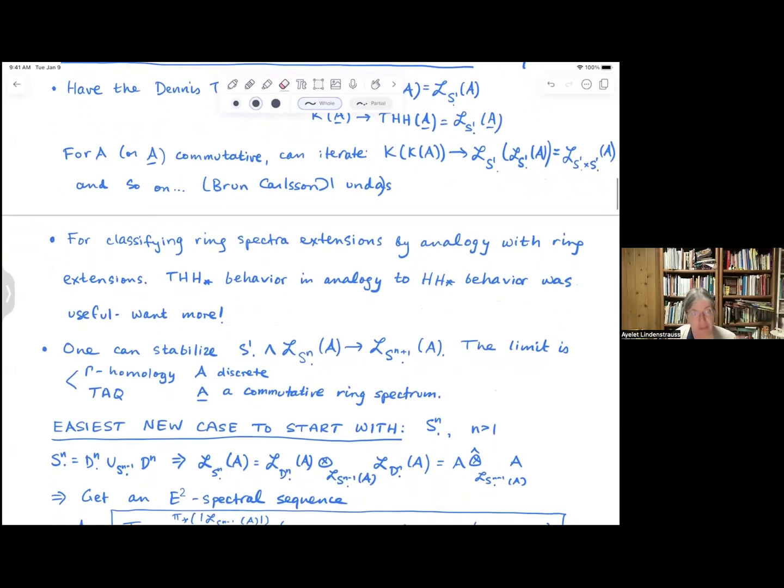Another example, which is very interesting but computationally difficult, is one can stabilize the suspension of the Loday construction of the n sphere into the Loday construction of the n+1 sphere, and then one can look at the limit. And the limit is something that's been known. It's gamma homology for a discrete ring, topological André-Quillen homology for commutative ring spectra. This is really hard to do because when we do these calculations, the algebra structure is quite crucial. And of course, suspension is bad for algebra structure. Nevertheless, these calculations do stabilize to something that's been known and been interesting.